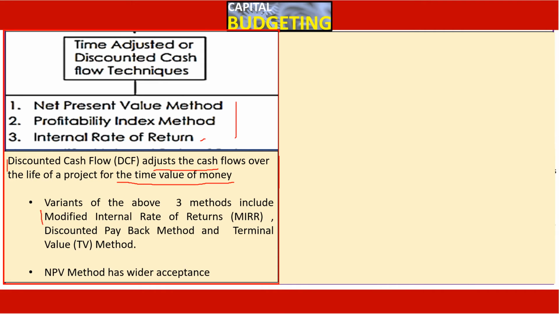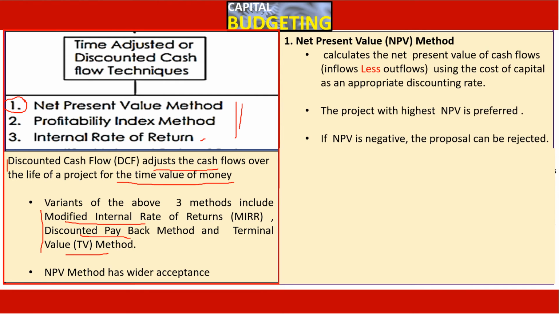And there are a few more variants of it, which are just a rehash of these systems with minor cosmetic changes. And they are known as modified internal rate of return, discounted payback, and terminal value. We will not be getting into the greater details of it, because what is more relevant is what is in practice. And out of these three systems, the net present value system has got wider acceptance. Let us take the net present value system.